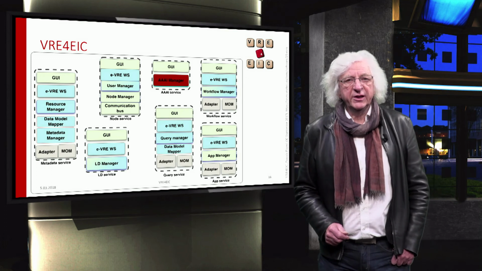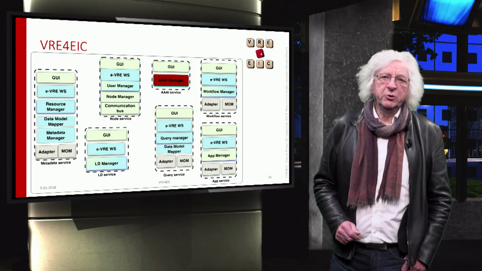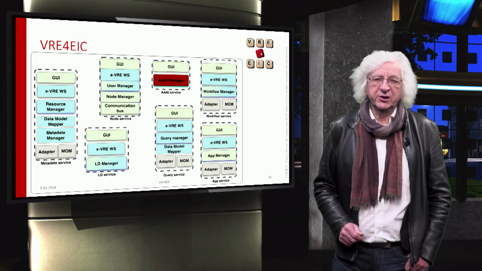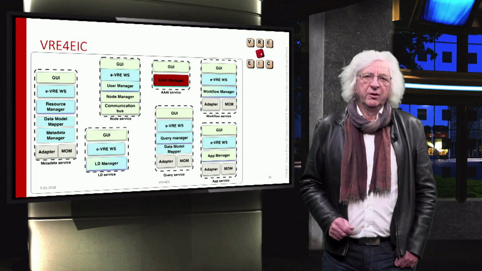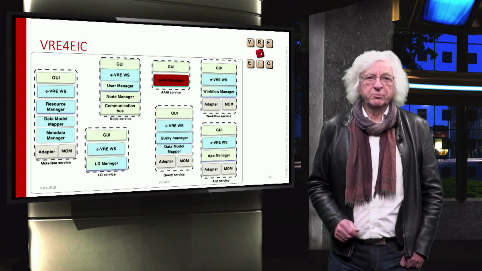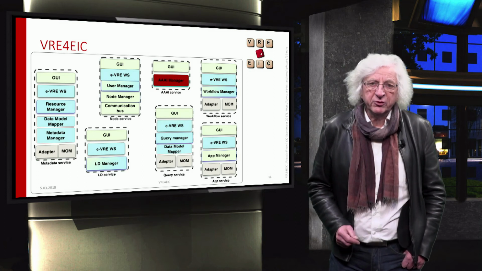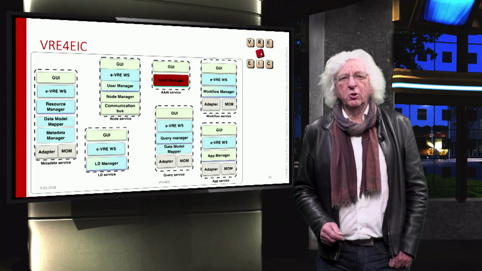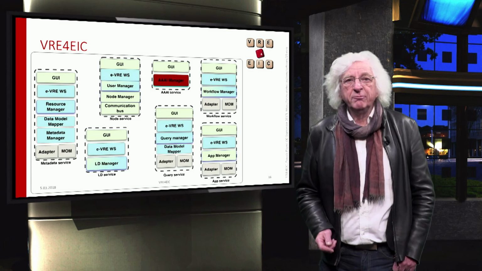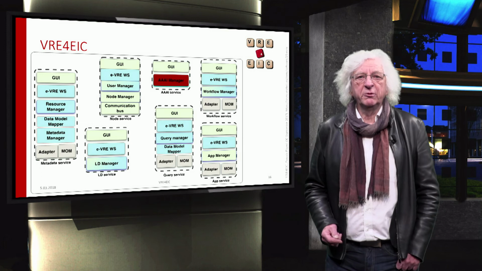VRE for EIC provides a reference architecture and components to allow communities to build interoperating VREs. The architecture is designed as packaged services, which may be adopted by others and within which there are microservices so that individual modules within the services may be replaced as better or more relevant modules become available.